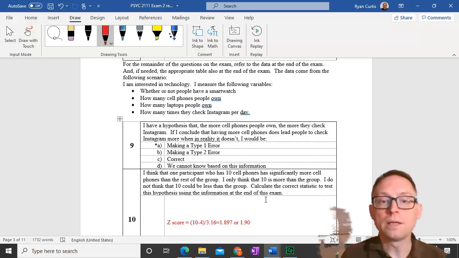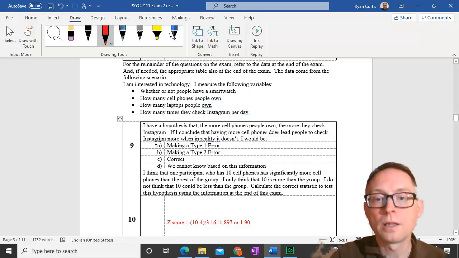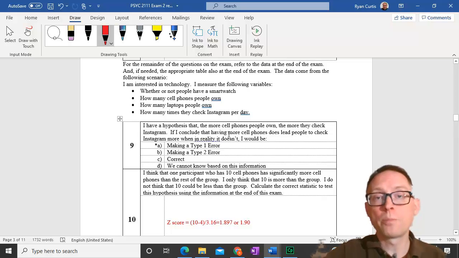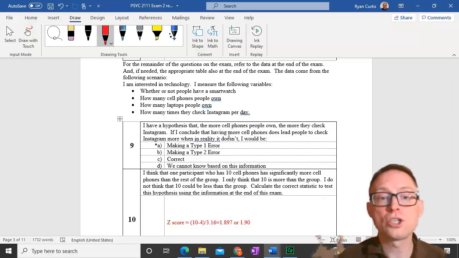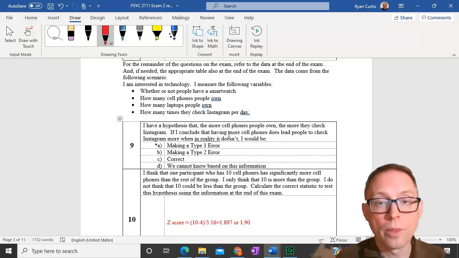That means that in my conclusion, if I conclude that having more cell phones does lead people to check Instagram, then I've rejected the null. The null is having more cell phones does not make people check Instagram. And this conclusion rejects that null. If in reality that's not true, that means that the null in reality is true. So I go and publish to the world, hey, the more cell phones you own, the more you're going to check Instagram. But in reality, that's not true. I have made an error.